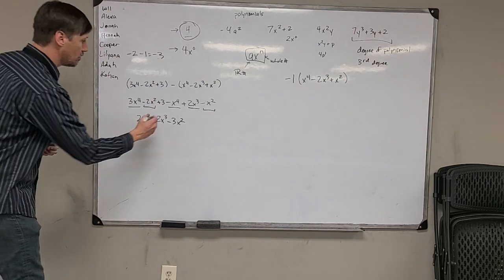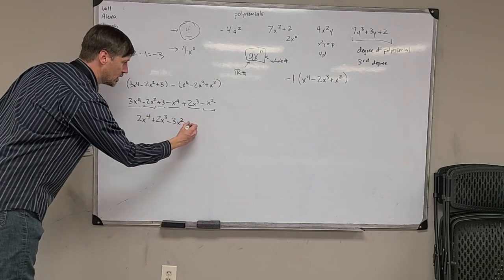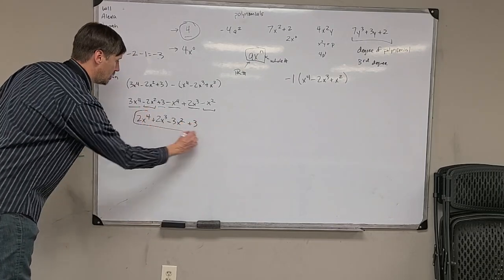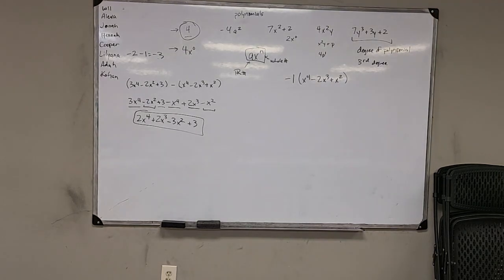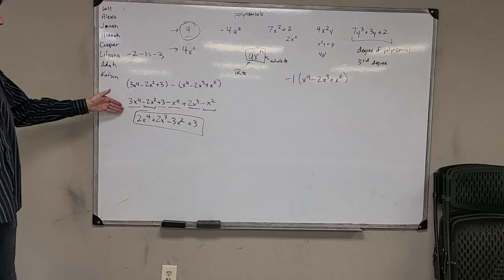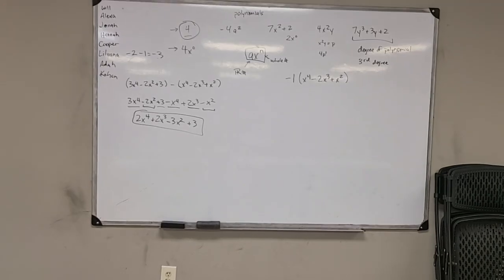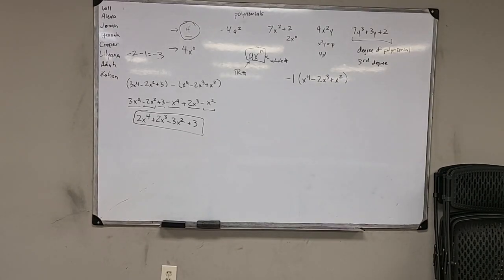And so I've got one other term left that I have to take into account, this plus 3. So I bring it down. So this would be my final answer for that guy. All like terms are combined. I've written my powers in descending order. And I didn't leave anything out. I brought everything down that was up here. Okay? Everybody see that? All right.